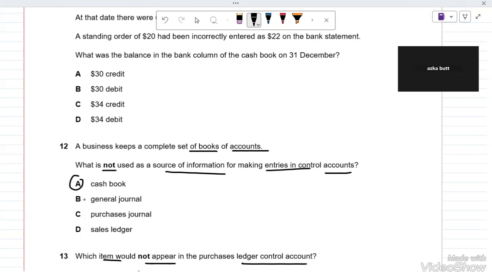And journal. So basically journal we will be using for finding out the bad debts. And purchases journal, we will be using it to know the purchases. Sales ledger, okay. So we will not use a sales ledger to prepare the control accounts. Although we will compare the balance of the sales ledger control account with the sales ledger, we will not use the sales ledger as a source of information to make entries in the control accounts. So D option is the right option.